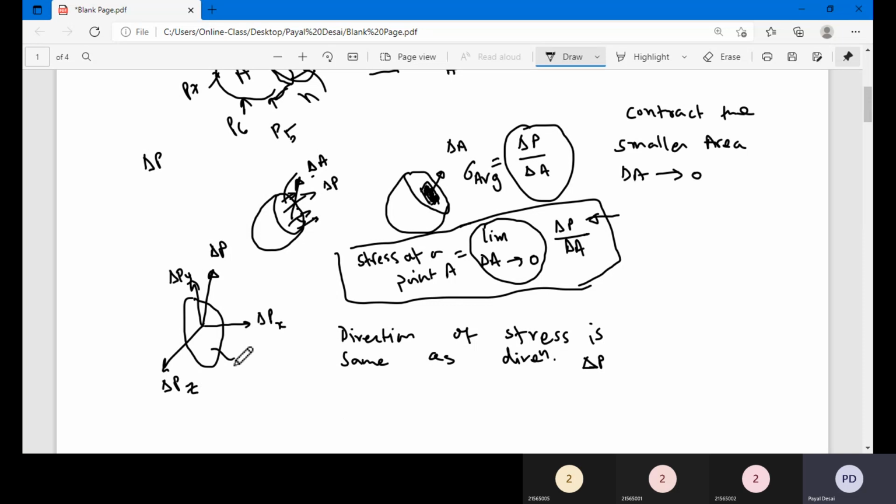And the cross-sectional area, let me call the cross-sectional area. Now I will define these as an x surface.